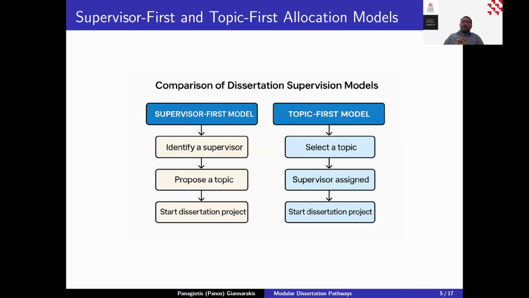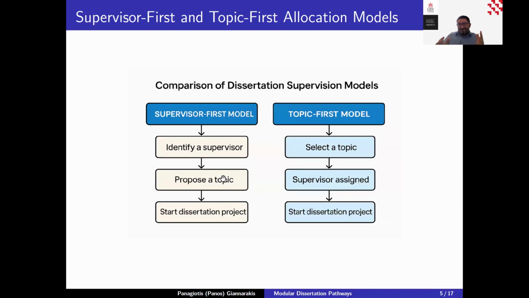Here I'm going to show two schools of thought on supervision models, on how we allocate students. There is the supervisor first model, where the student has to identify a supervisor and then propose a topic, and then they can start a dissertation. Or the topic first model, where the student will do their research, see what they like to do more, and select a topic, and the director of dissertations will assign a supervisor who knows the topic well, hopefully, and then the student will start the dissertation project.